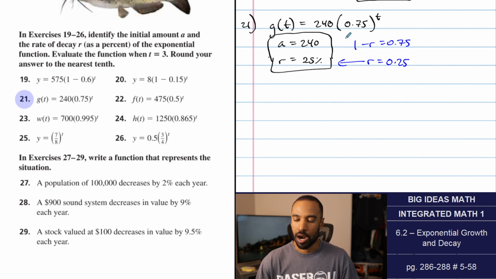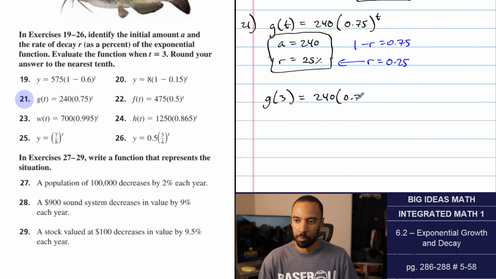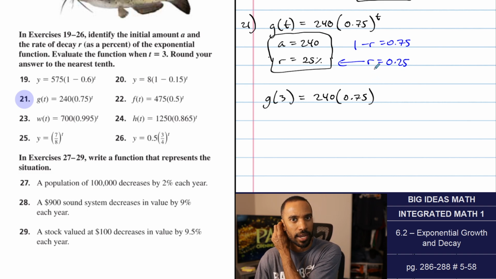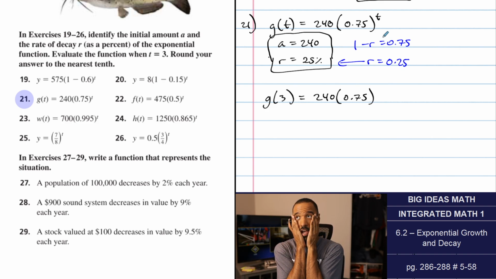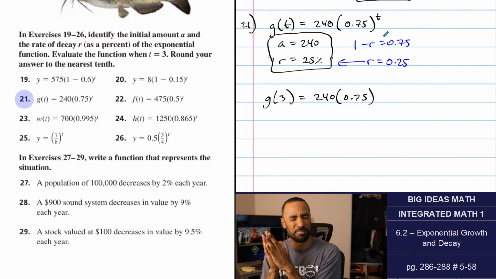That being said, we are now substituting 3 in for t, so g of 3 equals. And I want to kind of think of this one on my own before we start. 75% is 3/4 of something. 3/4 of 240 is 180. 3/4 of that is 135. 3/4 of that is 30 something. So this is going to be around 90.